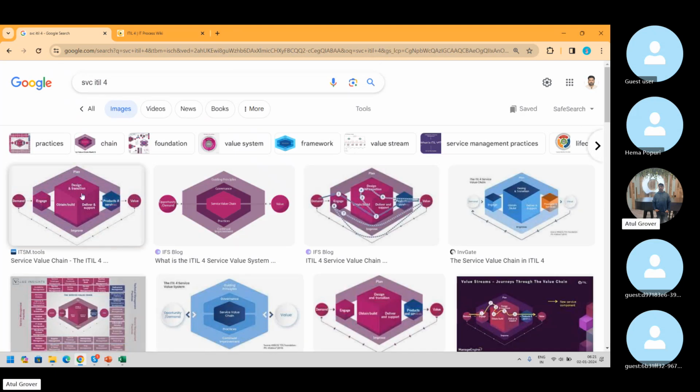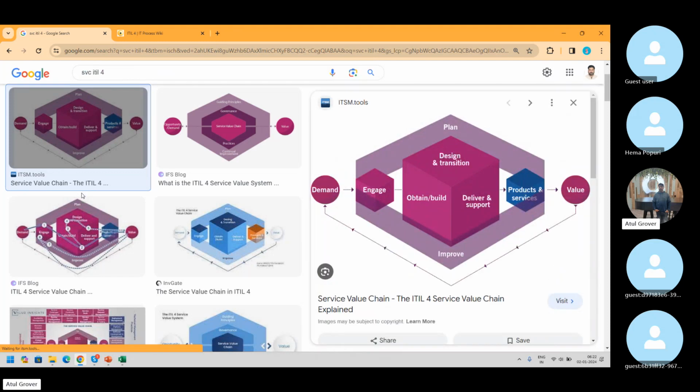SVC, right. What SVC, the service value chain, says is: we have a guiding principle, very good. We have governance, very good. We have a practice, very good. We have improvements, very good.